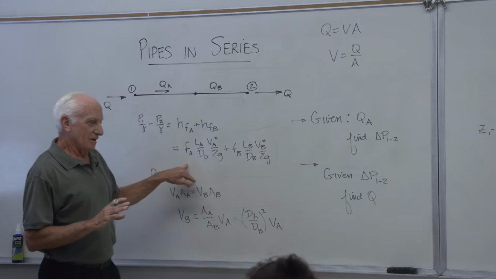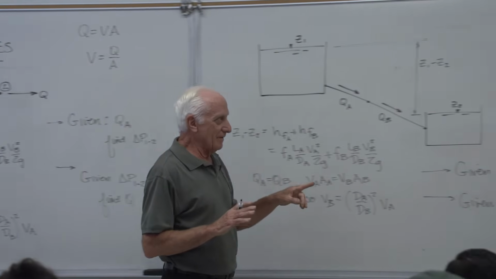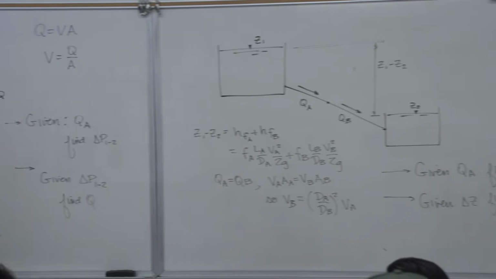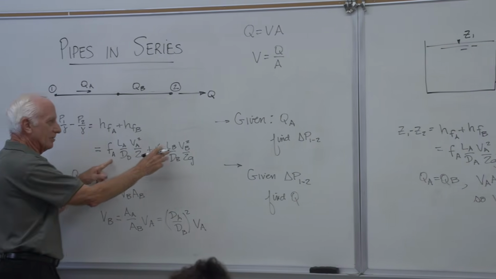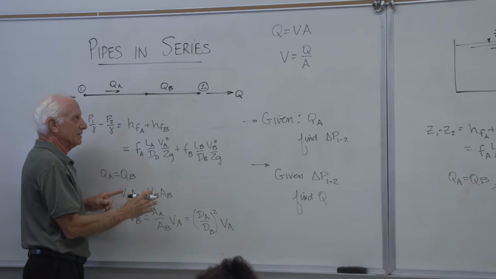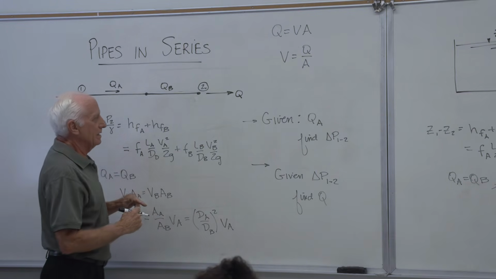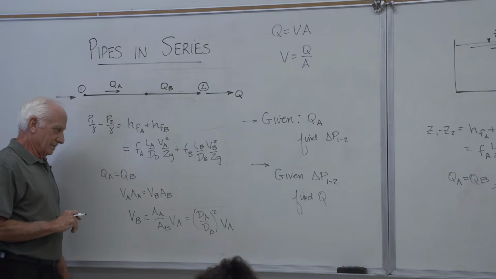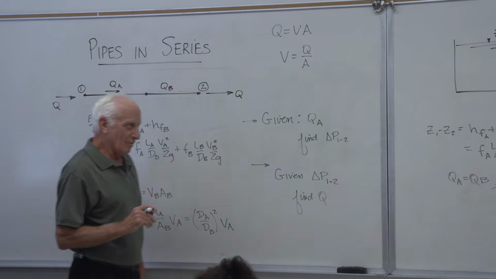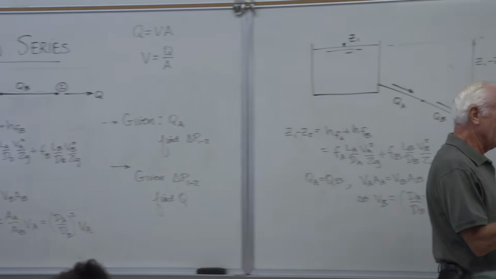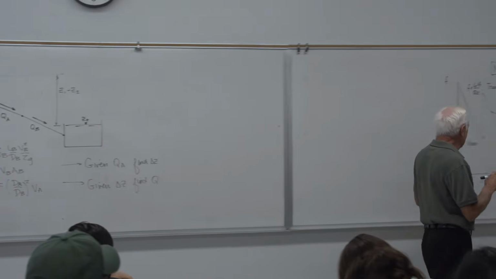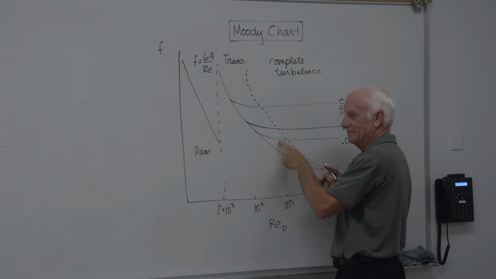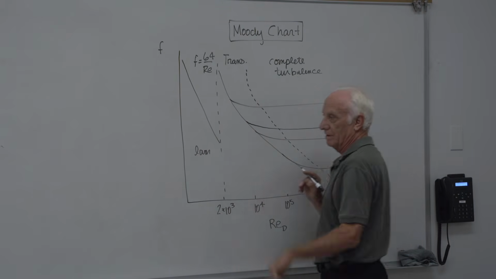I'm going to guess those F's to start with. So I guess the F values from the Moody chart. I put the F guesses in here. I calculate VA. I get VA. I can get VB since I've got VA now. I can get the Reynolds number. I go back to the Moody chart with that Reynolds number and that E over D, and I check to see if my guess for F is the same as my new F I get off of here.